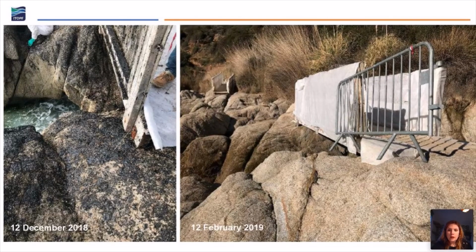I will show you now two examples of before and after pictures, because it's always quite impressive to see what cleanup can achieve. This is what has been done in 2 months of work in an area that was particularly impacted by accumulation of oiled Posidonia, on the left. And you can see how well this area ended up being with the cleanup.